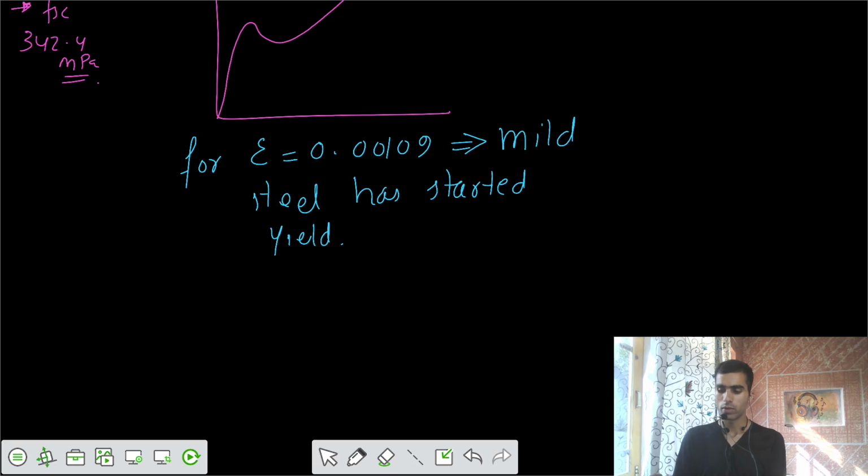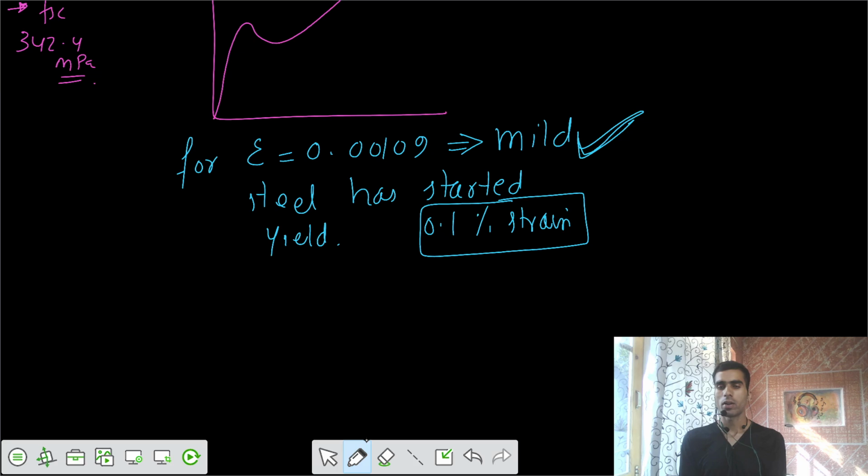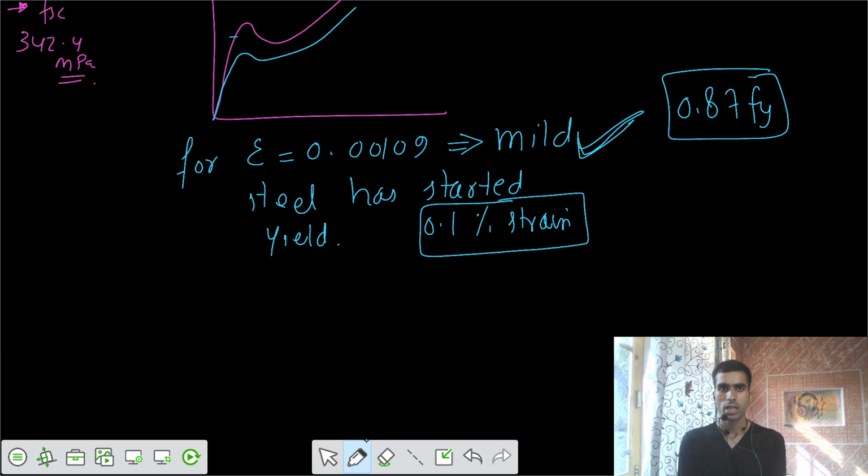0.00109 into 100. That's 0.1% of the strain, and at this value your mild steel has started to yield. Because we are talking about design stress, it is 0.87 Fy. So we are not going to the full value of Fy; we are going to the value of 0.87 Fy because we are applying that factor of safety. There is some value of 0.87 Fy somewhere, such that at that location your strain is 0.00109.